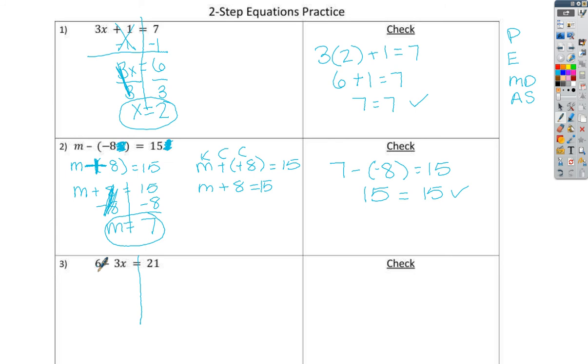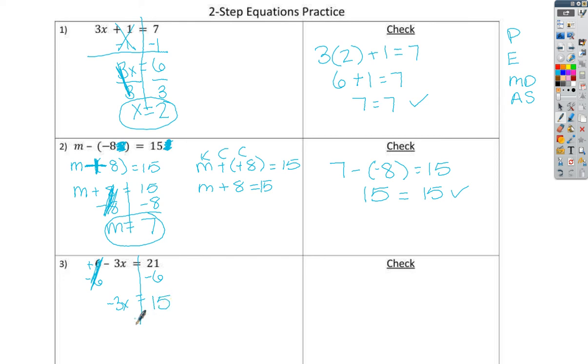So this, even though there's not a plus in front of it, it's a positive 6. So the opposite of a positive is a negative. We're going to subtract 6 from each side and bring down what we get rid of. Because this plus 6 and minus 6 cancel out. So we're going to bring down negative 3x. And now we have to do 21 minus 6. Go ahead and type it in your calculator. 21 minus 6 equals 15.